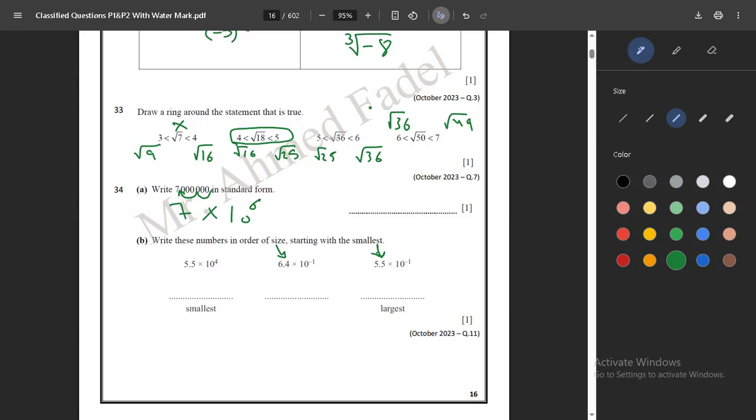6.4 and 5.5. Which one is the smallest? 5.5. So this is the smallest one. 5.5 times 10 to the power of -1 comes after it, then 6.4 times 10 to the power of -1. The highest and the largest is 5.5 multiplied by 10 to the power of 4.